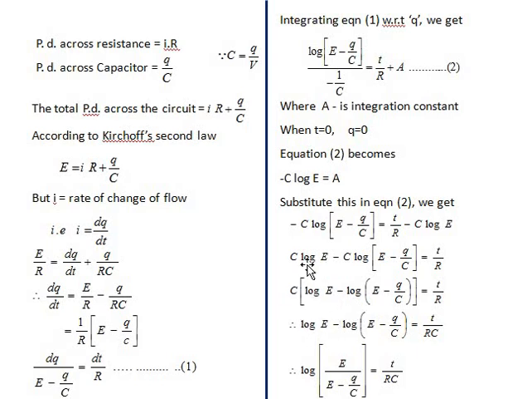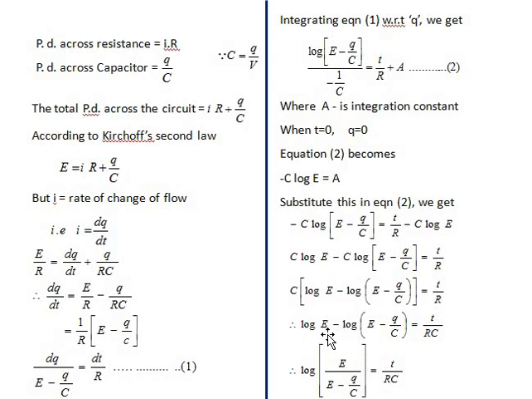So take C common. Log E minus log of (E minus Q by C) is equal to T by R, therefore log E minus log of (E minus Q by C) is equal to T by RC. Just take C to the right side, it comes in the denominator. So therefore log of E divided by (E minus Q by C) is equal to T divided by RC.